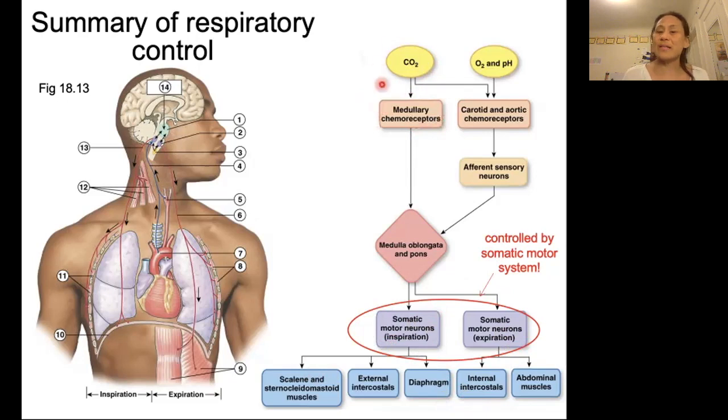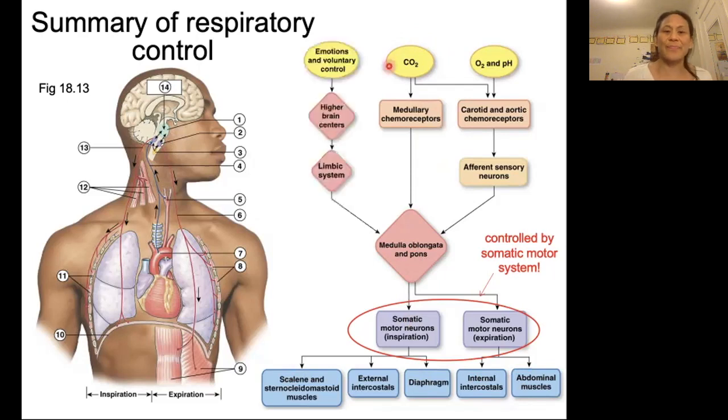Okay, next up, we have our central chemoreceptors. Again, those are going to detect our CO2 levels indirectly by detecting the pH of the CSF, cerebrospinal fluid. They're going to send that information locally to this other part of the medulla and the pons. And then from there, we're going to send signals out through our somatic motor neurons to tell us to either increase or decrease our ventilation according to the stimulus.